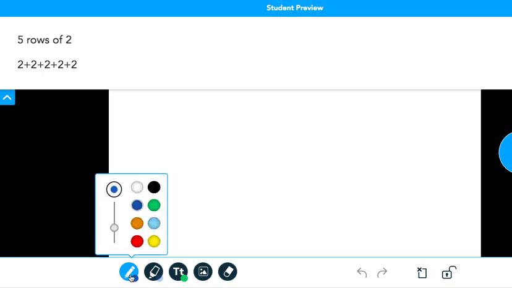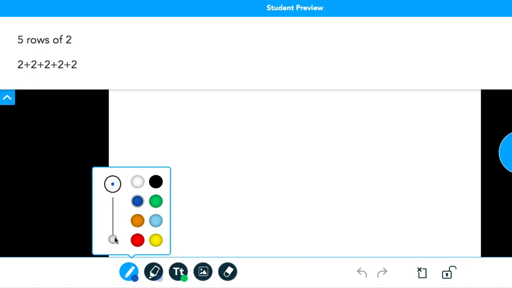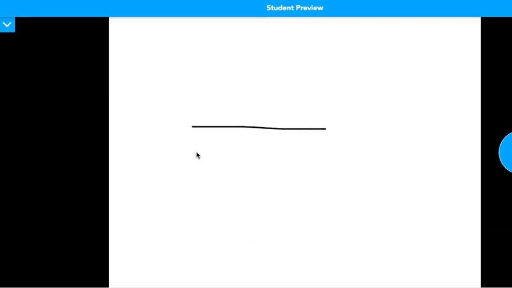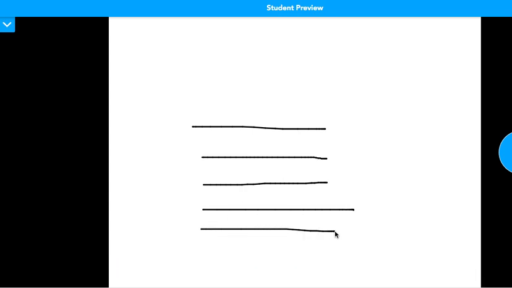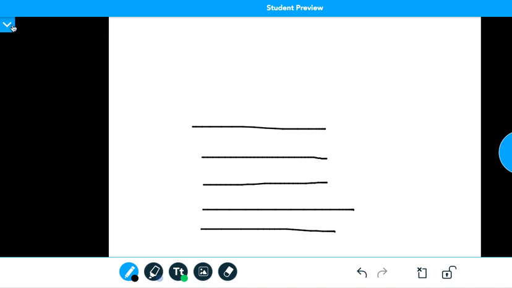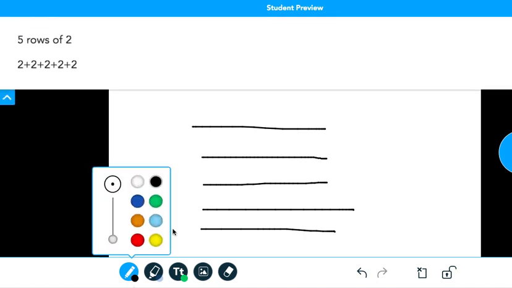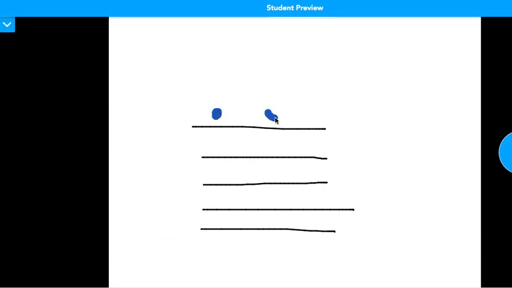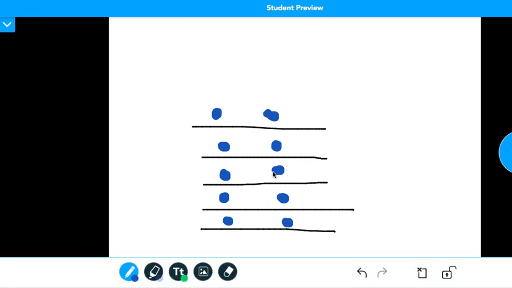So I'm going to start with my line. Remember, like we did last week, I'm going to start with my line. So I'm going to draw 5 rows: 1, 2, 3, 4, 5. Cool. And then I remember it said of 2. I'll make it blue, and I'll make it really big. 1, 2, 1, 2, 1, 2. Awesome. Just like that, okay?